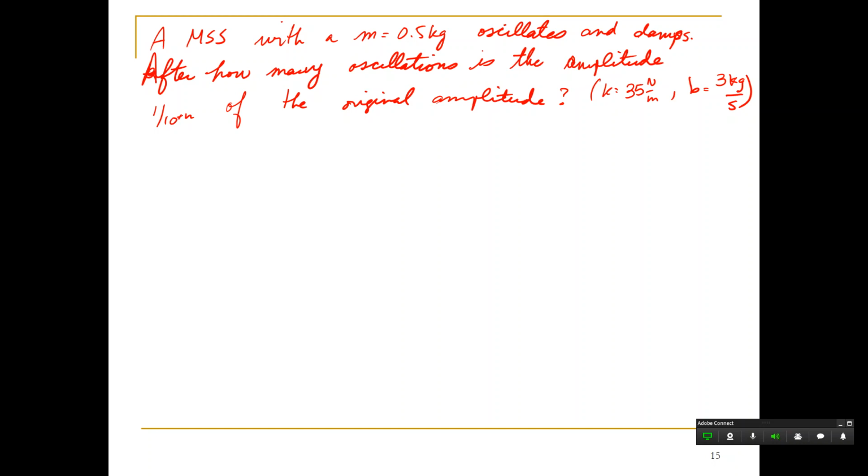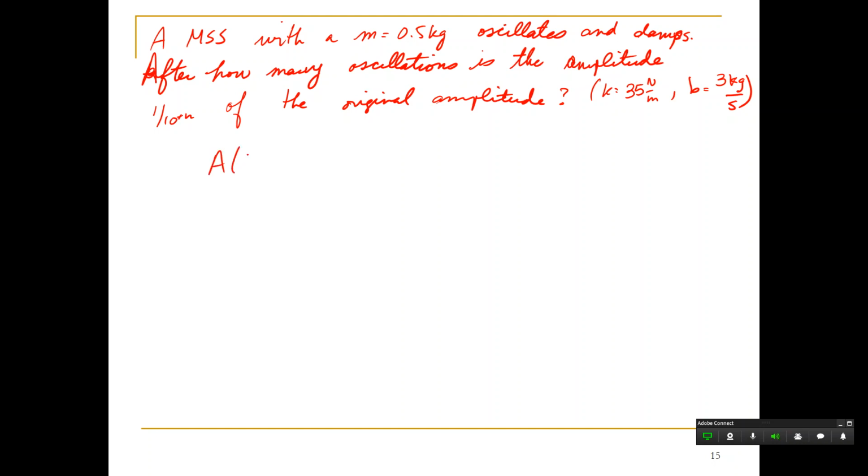Find the initial amplitude? You could. What else would you try to look for? When I'm talking about how many oscillations, that's indirectly asking you about what? Period. And when I'm talking about period, you're also talking about frequency and time, all right? So we have to connect these three things together. So let's go ahead and write down our equation.